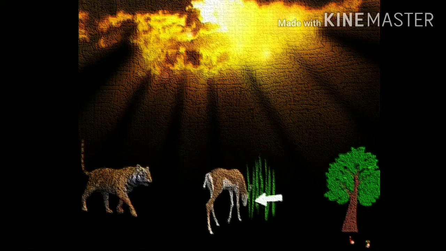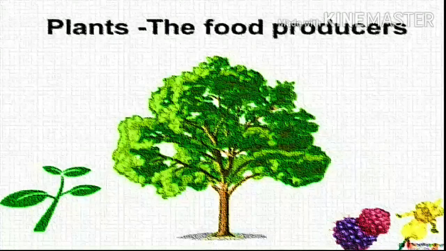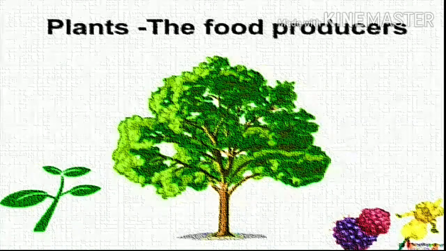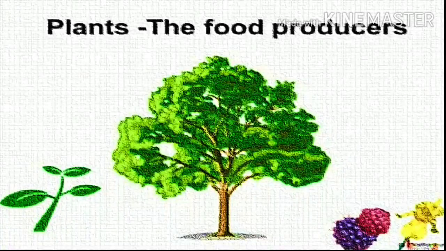In this picture, a goat is eating grass. And in this picture, tiger eats the goat. So, if there is no plant, goat did not survive and tiger did not get food. So, all of us directly or indirectly depend on the plants for our food. So, the plants are known as food producers, as all living things need food.